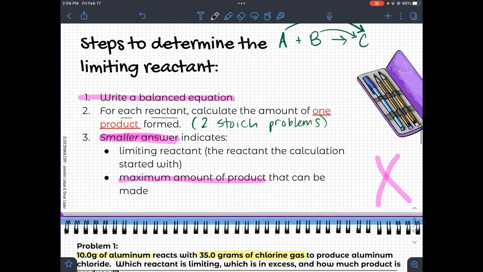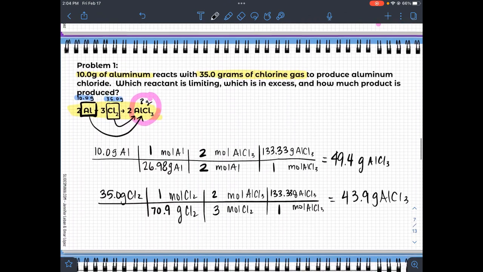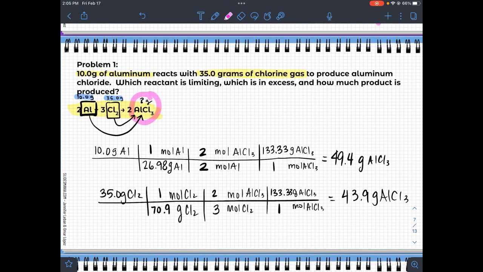So if we go back up here, we're gonna focus in on step 3. The smaller answer indicates what the limiting reactant was and the amount of product that can be made. So what I like to do is look at my 2 answers here. I've got 49.4 grams of aluminum chloride or 43.9. The smaller one is correct. The bigger one, I just like to exit out. I just feel really good doing that. Goodbye. That one's wrong. It's a bunch of lies. It's not going to happen. So instead, the smaller answer is the truth.